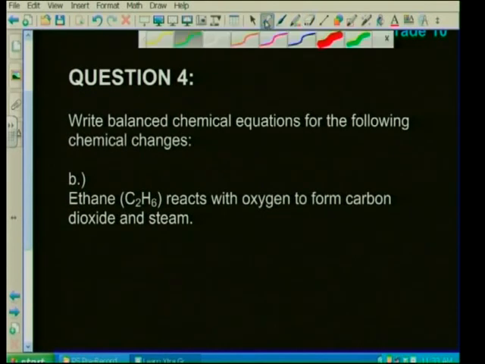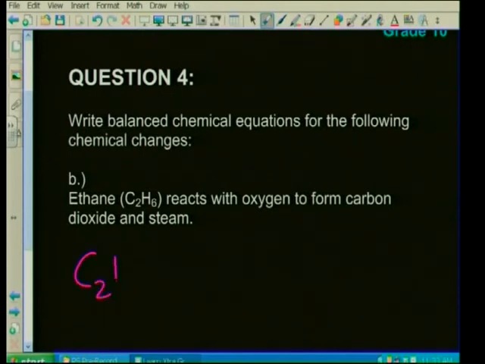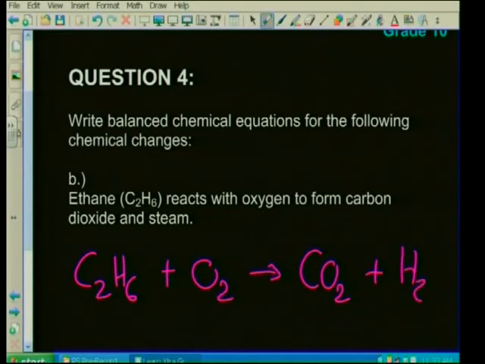Right, let's get this equation written down first of all. Remember, the first step is to write down the correct formula. They've been very helpful by giving us the formula for ethane, which is C2H6, which is that one, plus oxygen, O2, reacts to form carbon dioxide, and then we produce steam, which is water.